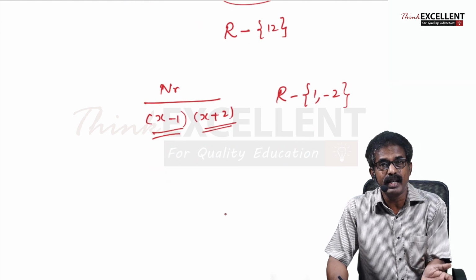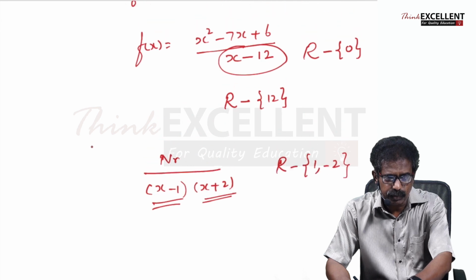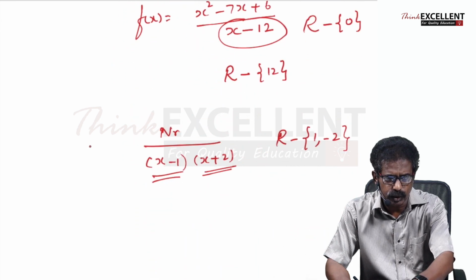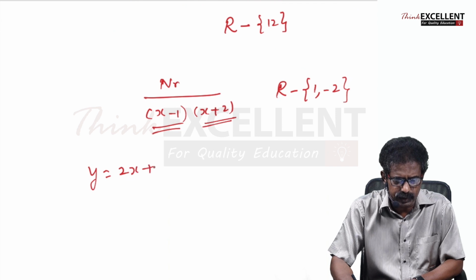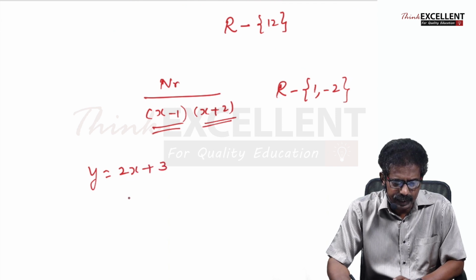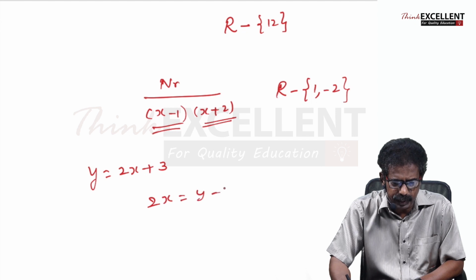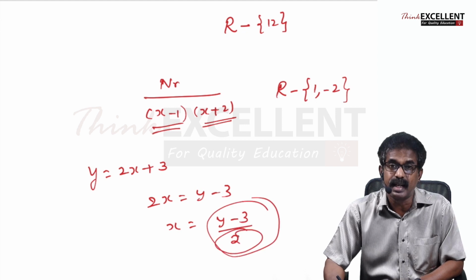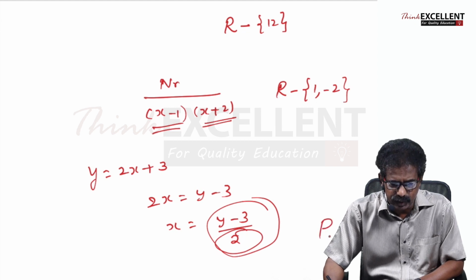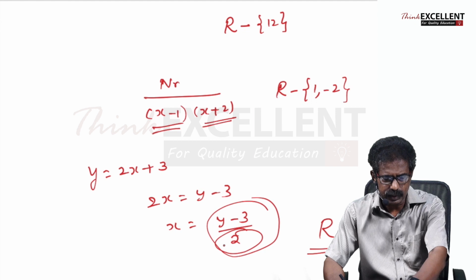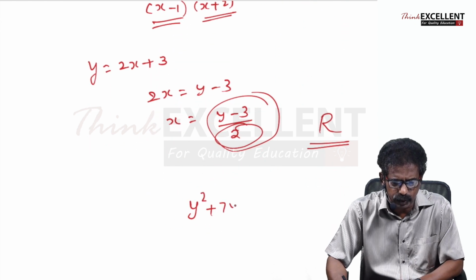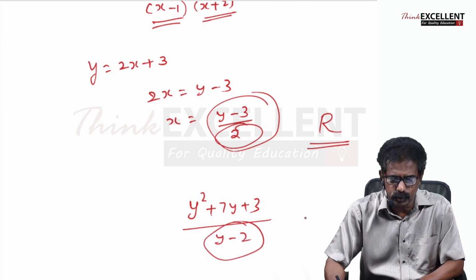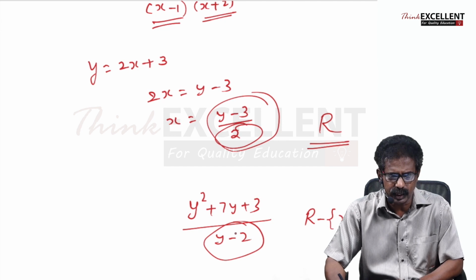And for range, you find the y value. When you find range, for example, if I take the same question, y equal to 2x plus 3, here x you find from here: 2x is equal to y minus 3, or x is equal to (y minus 3) by 2. It exists for any value of y, right? The denominator never becomes 0. So you can say the range is R. But suppose we have some (y square plus 7y plus 3) by (y minus 2). Then y is not equal to 2. In that case you can say R minus {2}.